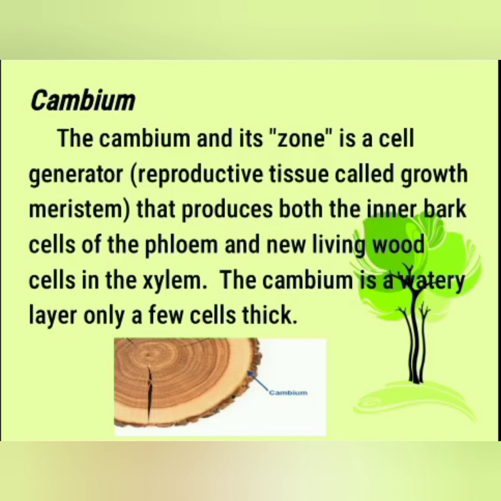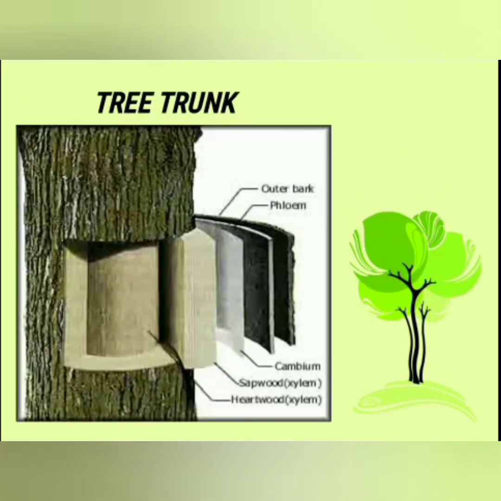Cambium cells are parallel to each other and they encircle the stem or trunk. The cambium layer produces secondary xylem and phloem cells. So here is the image of three trunk layers: the outer bark, phloem, cambium, and there are also sapwood or the xylem and heartwood.